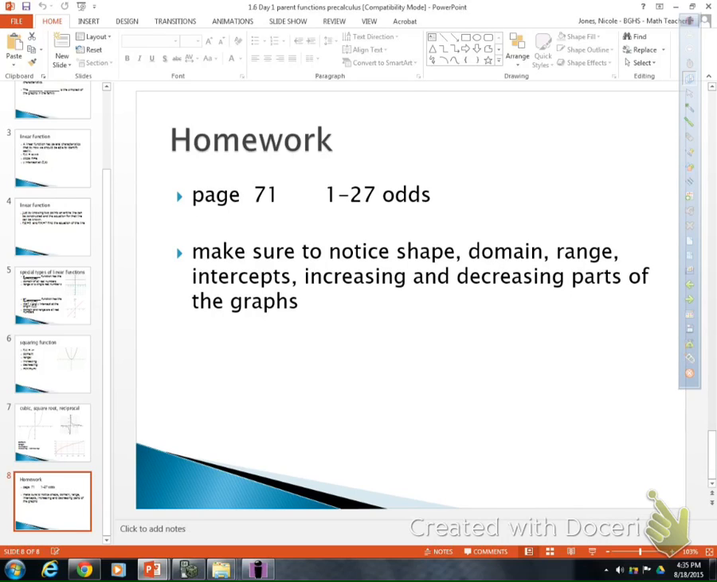Here is your homework for section 1.6, day 1. Good luck. Please make sure you notice shape, domain, range, intercepts, increasing and decreasing. If you need to graph, there is plenty of graph paper in the black filing cabinets behind the door.